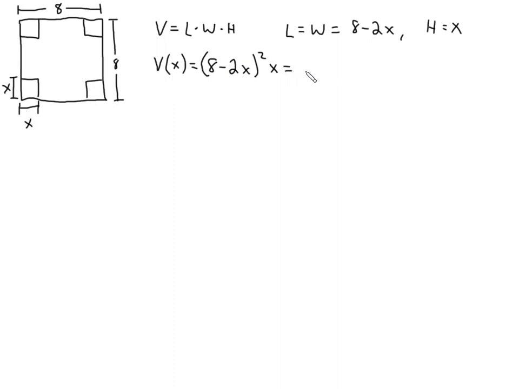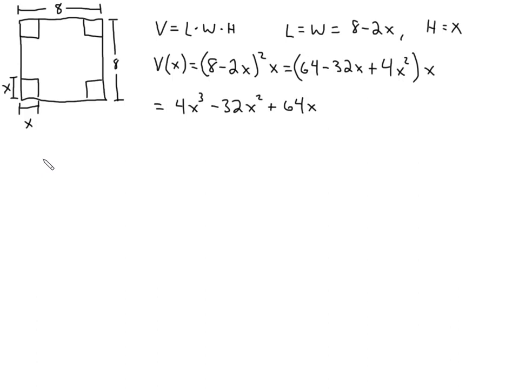We can go ahead and expand this. So 8 minus 2x, whole thing squared, that's going to be 64 minus 16x minus 16x, so that'll be minus 32x, and then plus 4x squared. Okay, and then we can distribute the x that's there, and we get v of x is equal to, and I'm going to write this in descending order of power, so it'll be 4x to the third minus 32x squared plus 64x. Okay, so there's the volume as a function of x.